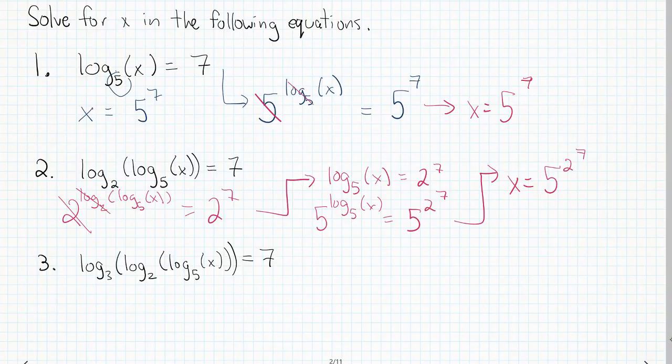And if we wanted to figure that out, 2 to the 7th, let's see here. So you could do 2 cubed is 8, and then that means 2 to the 6 is 64, and then if you multiply 64 times 2, that would be 128, I believe. So you can write this as x equals 5 to the 128th power. And I think we should leave it at that.